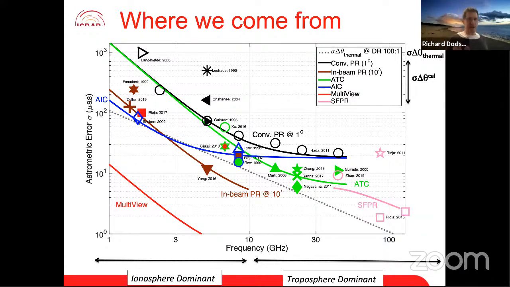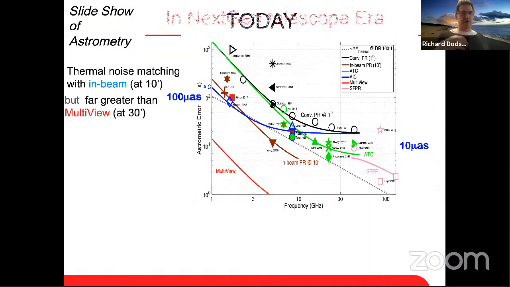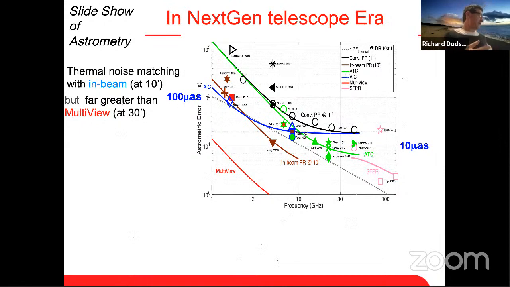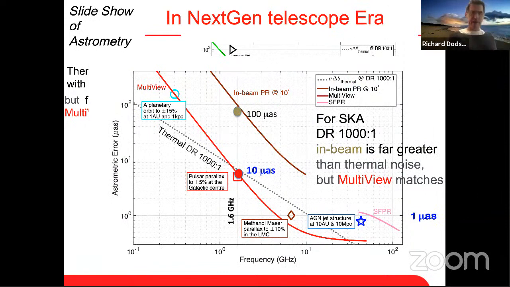So that's where we are today, and we're wondering where we could go with the next generation of telescopes. So we've extended these theoretical curves to ask what do we need to do to be able to make astrometry with a dynamic range of 1,000 to 1 that we expect from the SKA. Now you can see the in-beam phase referencing with 10 arc minutes is well above, the systematic error is well above the thermal noise, but the multi-view is a very good match to it.